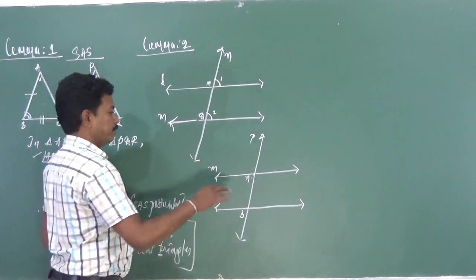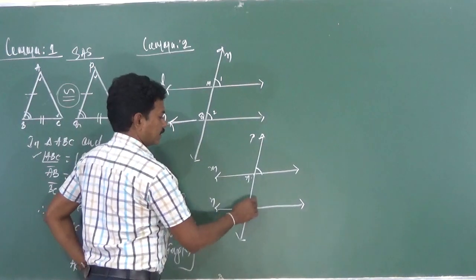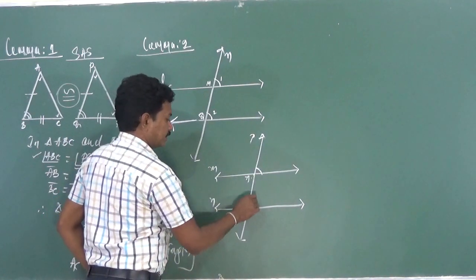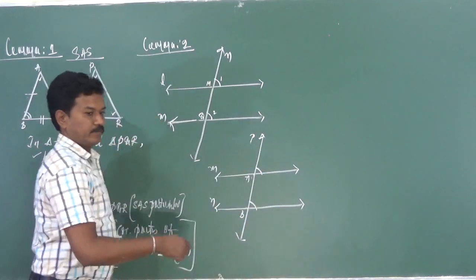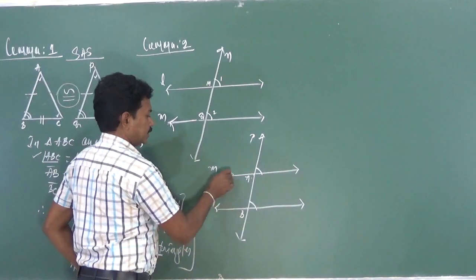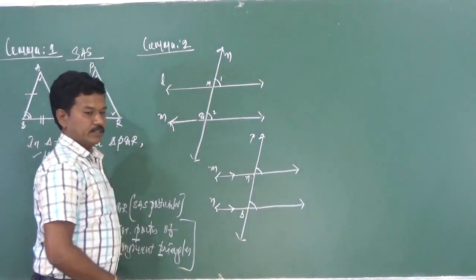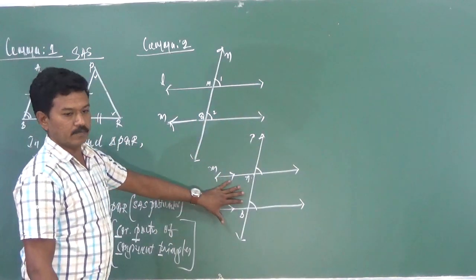So now, if I measure this angle and this angle, they are corresponding angles. If these two angles are equal, then we say that these two lines are exactly parallel to each other. Right? So, listen to this. This is the statement and this is the converse.